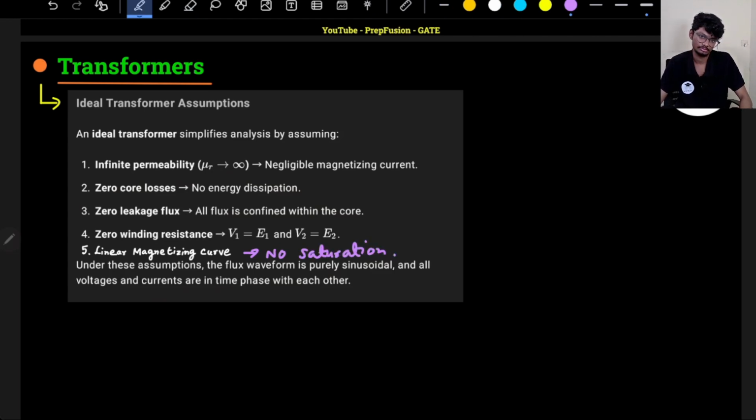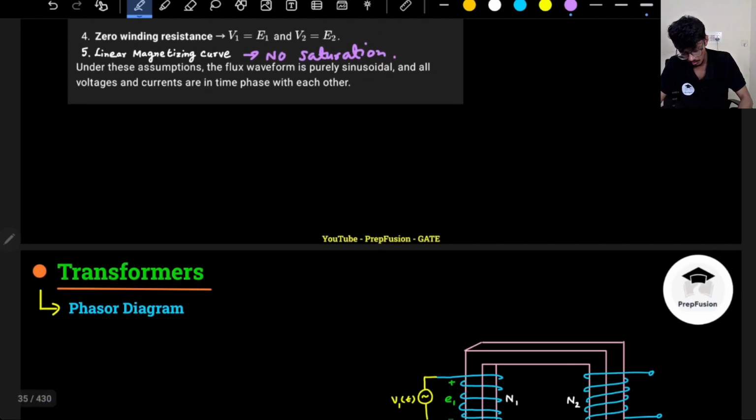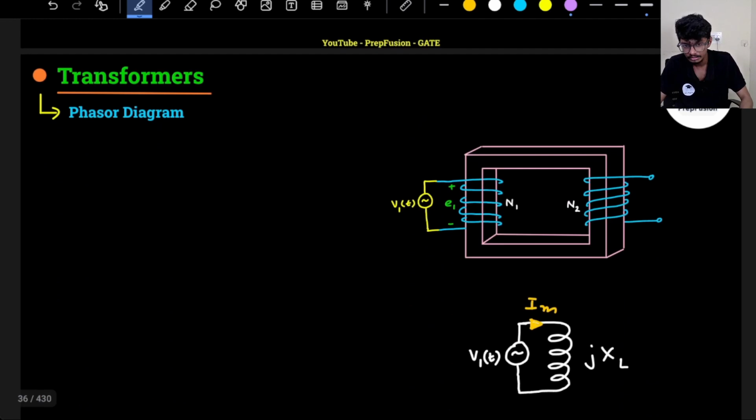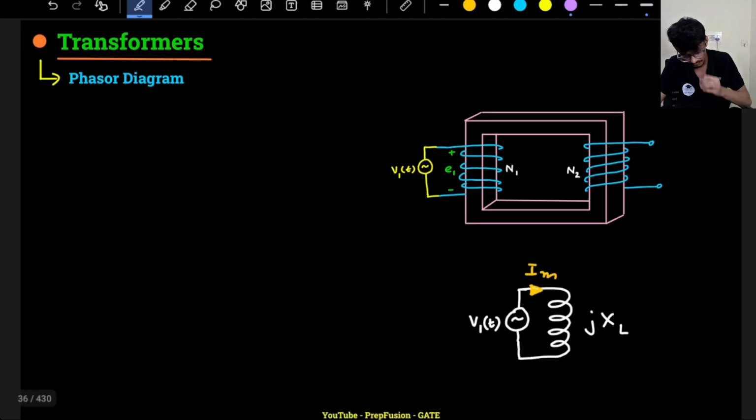No saturation. Okay. So now let's briefly discuss the phasor diagram, and we will wrap up this lecture. I will give you a question as homework, and in the next lecture we will discuss it. Or let's discuss the questions now itself. So first of all, let's discuss the phasor diagram. This is the phasor diagram of an ideal transformer.